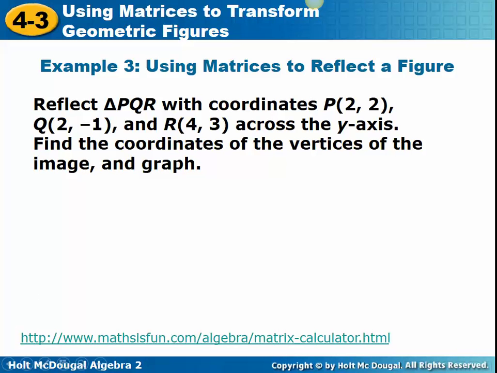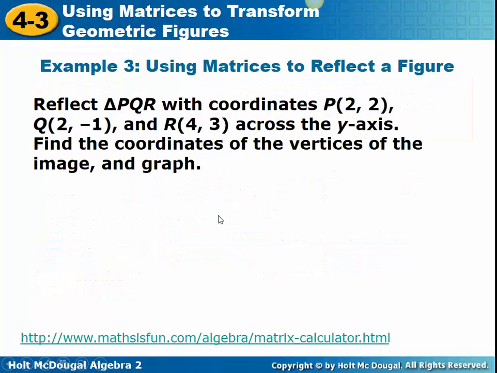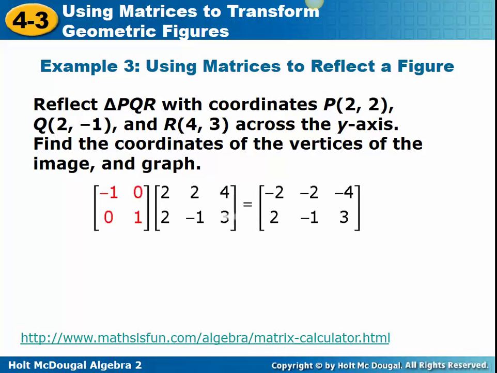If you're going to reflect a figure, this is triangle PQR, then you have to write the reflection matrix first. They want to reflect across the y-axis, so that's [-1, 0; 0, 1]. That gets written down first. Then you write your pre-image matrix, the coordinate matrix for PQR, with the x-coordinates on the top and the y-coordinates on the bottom, and then you multiply.